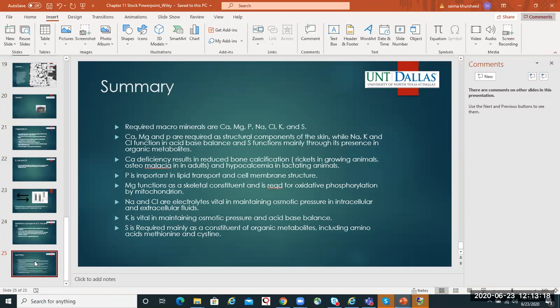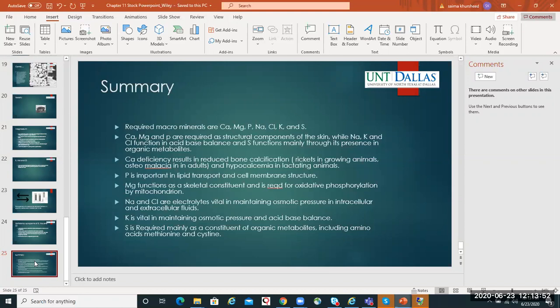So, talking in brief about the summary of what we talked about, the macro elements. The required macro minerals are calcium, magnesium, phosphorus, sodium, chlorine, potassium, and sulfur. Calcium, magnesium, and phosphorus are required as structural components of the skeleton. Calcium deficiency results in reduced bone calcification. We talked about rickets. We also talked about phosphorus, which is important in lipid transport and cell membrane structure.